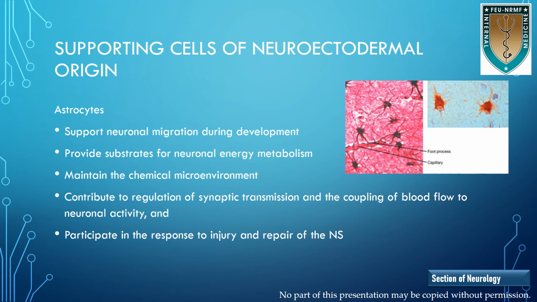And then we have the astrocytes, the star-like glial cells of the central nervous system. These are very important, critical in the function of the central nervous system, and they have a lot of interactions with the neurons. They support neuronal migration during development. They provide substrates for neuronal energy metabolism. They maintain the chemical microenvironment of the brain and the spinal cord. They contribute to the regulation of synaptic transmission and the coupling of blood flow to neuronal activity. And they participate in the response to injury and repair of the nervous system.